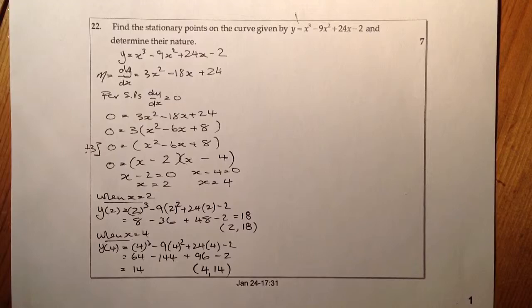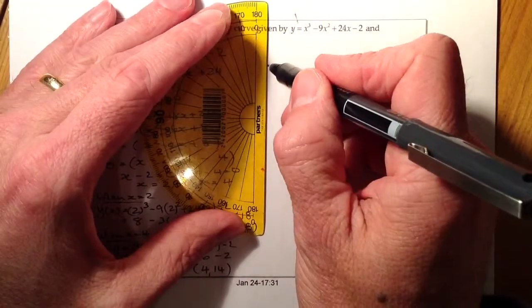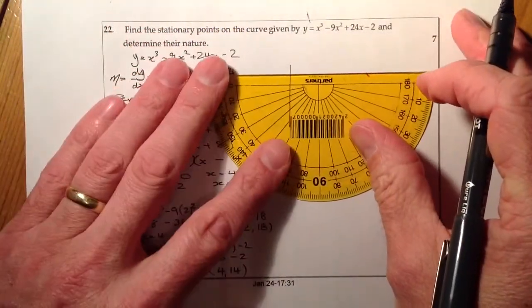But now what I've got to do is show the nature of the curve. So I'll just set up a table, and from there we'll find out the nature of the curve.